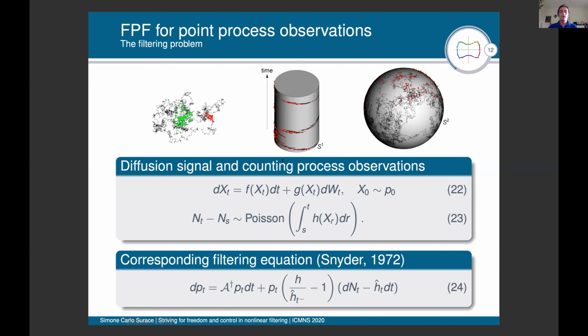So we will derive a feedback particle filter from first principles from the corresponding filtering equation, which is also quite an old result, but it's worth mentioning here. So this is the corresponding filtering equation for the point process observation model. And it looks quite similar to the previous one, except that here we now have a jump term which takes into account the update in response to a spike or to an event, which comes from the inhomogeneous Poisson process.